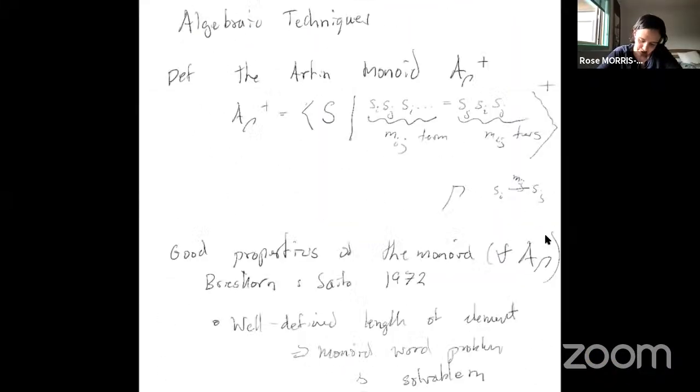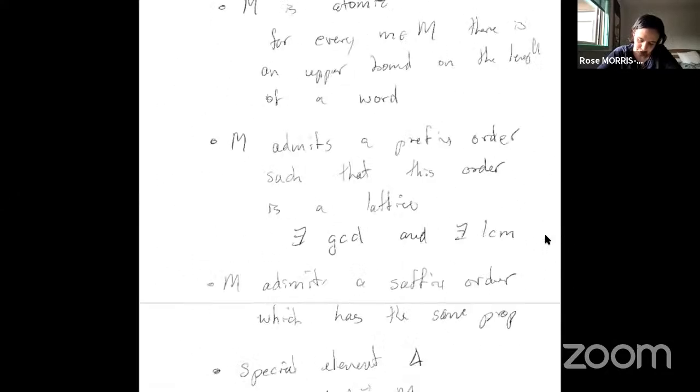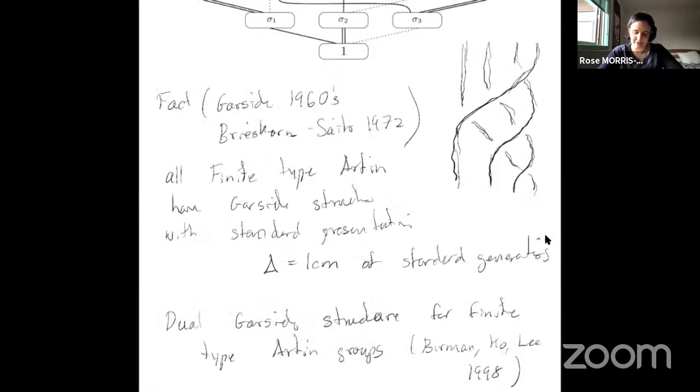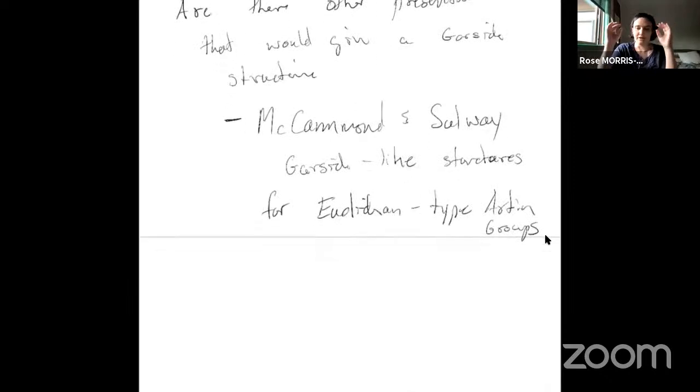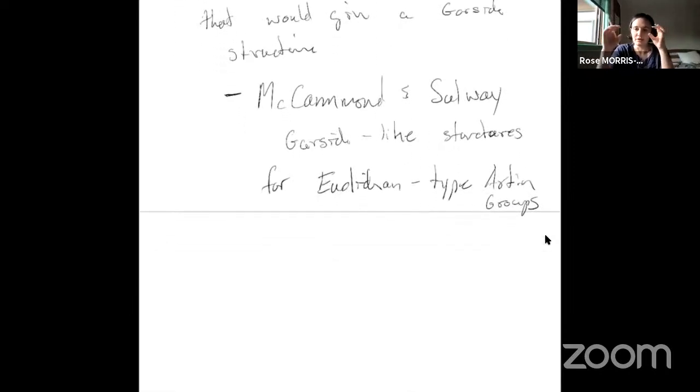I would really recommend that survey paper by McCammond. He does a good job of talking about the original structure and the dual structure, and sort of showing you how the lattices are related to each other, and that's great.